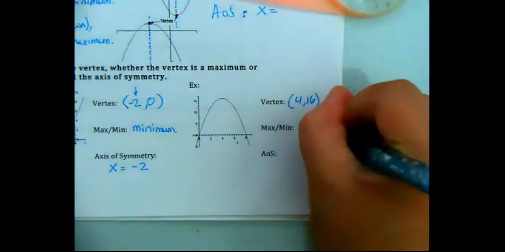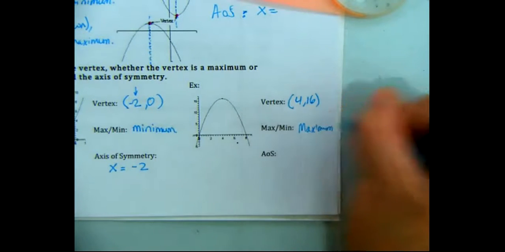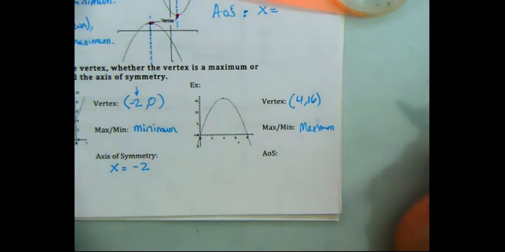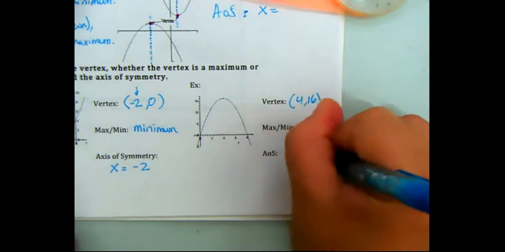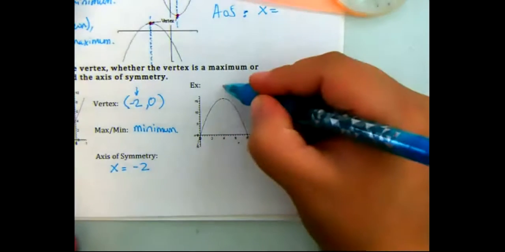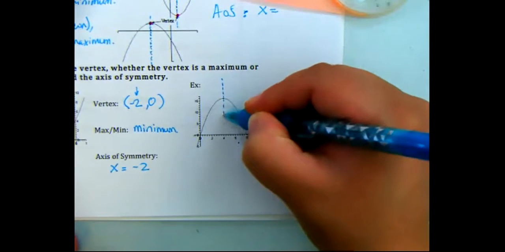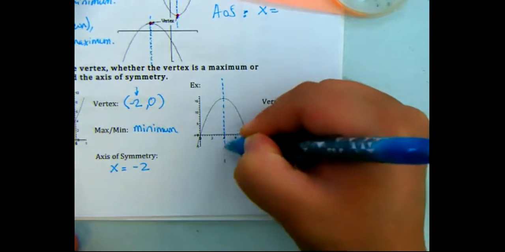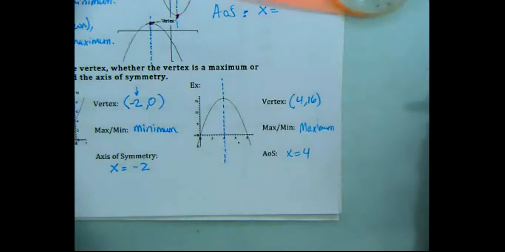It is a maximum, as many of you said, actually, as all of you said. I shouldn't say many, all of you. And our axis of symmetry is x equals 4, right through that guy right there. Okay.